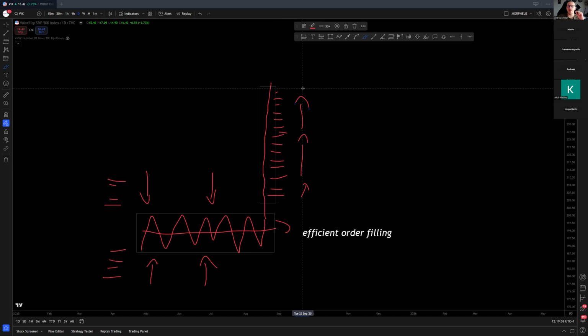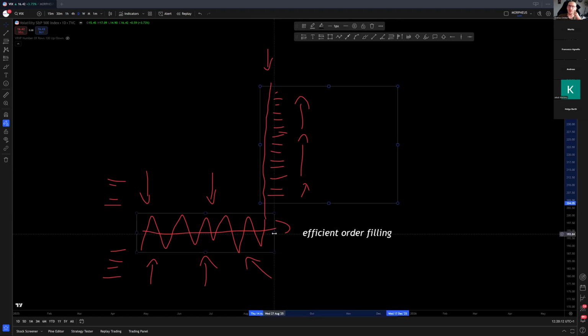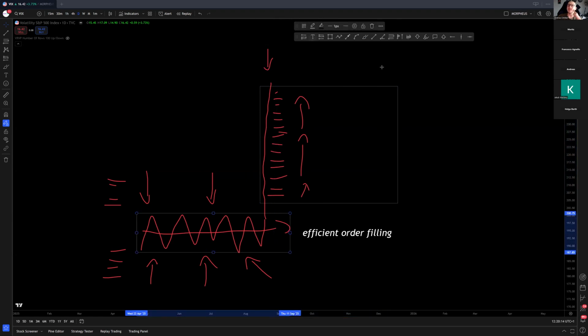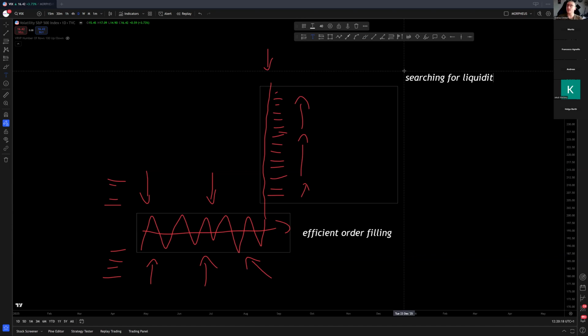So the ultimate reason for when price is steady, and when price is exiting fair value and getting into a state of imbalance from a phase of balance, is searching for liquidity, is searching for a counterpart, searching for a fill.